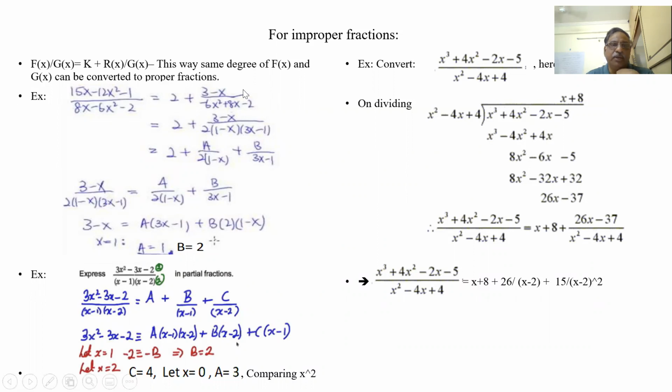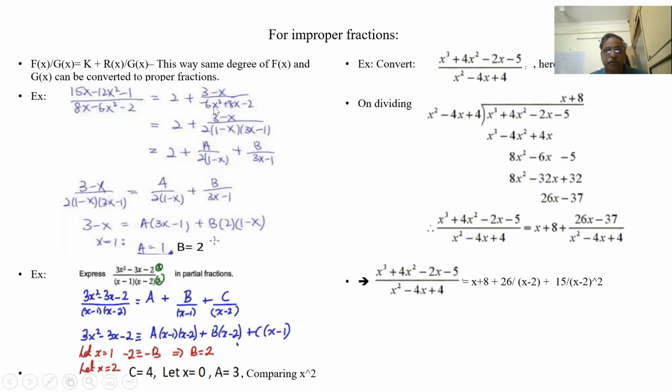3 minus x over this. How did I get this? Suppose I multiply this by 2, what am I getting? 2 into minus 6x square is minus 12x square, plus 16x minus 4. So minus 12x square is the same. Plus 16x, and here is my 15x; 15x minus 16x is minus x. So 2 twos are minus 4 plus 1 is minus 3, plus 4 is 3. If I simplify this, I will get this.